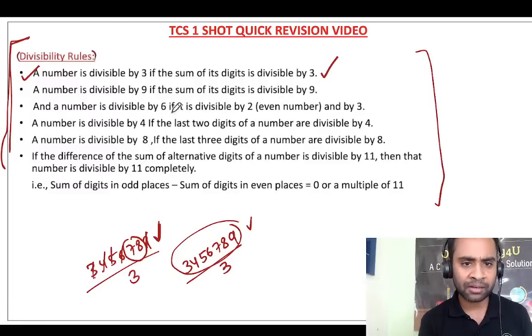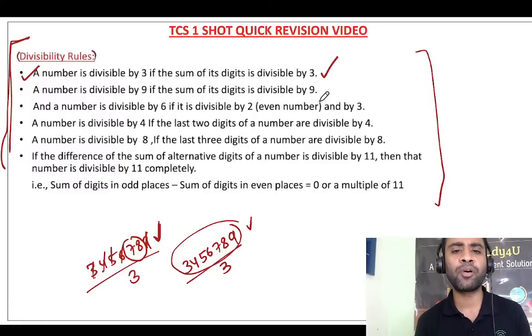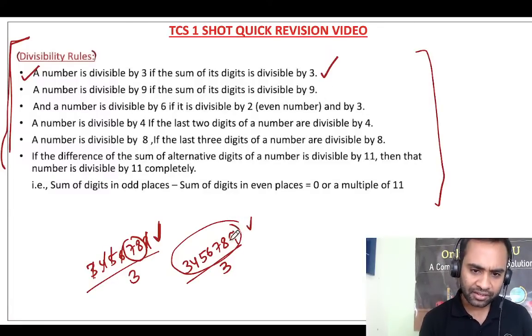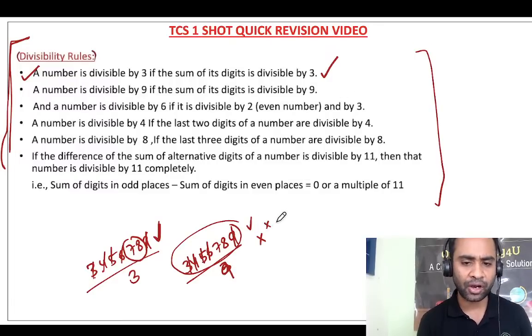Now, a number is divisible by 9 if the sum of its digits is divisible by 9. Is this number divisible by 9? No, sir. Because the 9 I am not going to add, since 9 will anyway be divisible. So 7 plus 8, 15. No, sir, this number will not be divisible by 9. Okay. And a number is divisible by 6 if it is divisible by 2 and by 3.